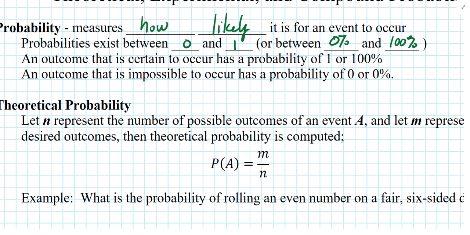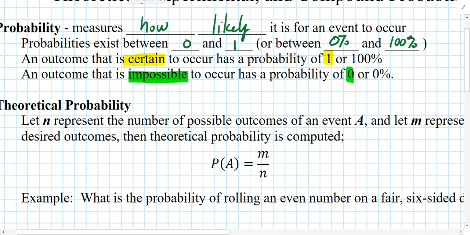When an outcome of an event is certain to occur, we say the probability of the outcome occurring is 1, or 100%. Whereas when an outcome of an event is impossible to occur, we say the probability of the outcome occurring is 0, or 0%.